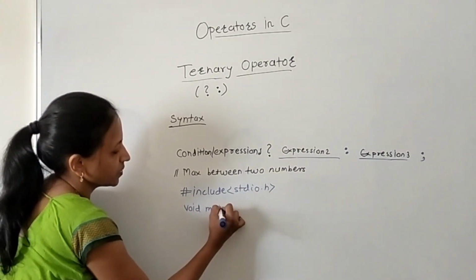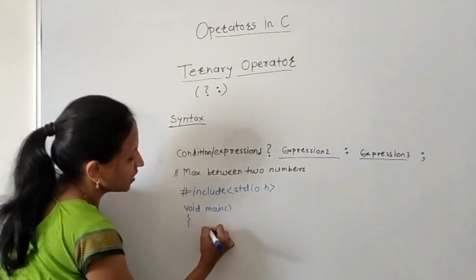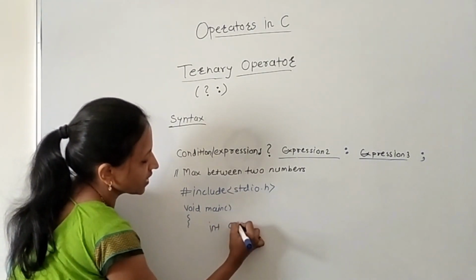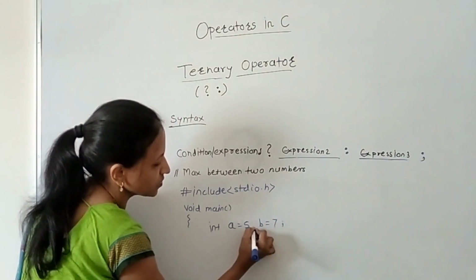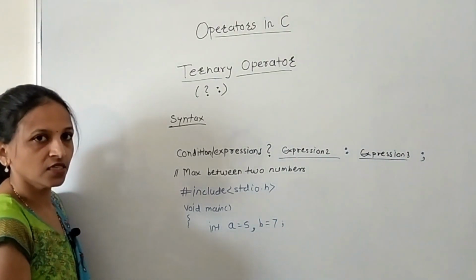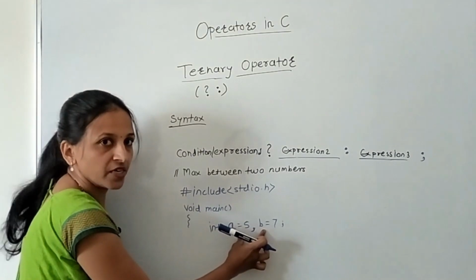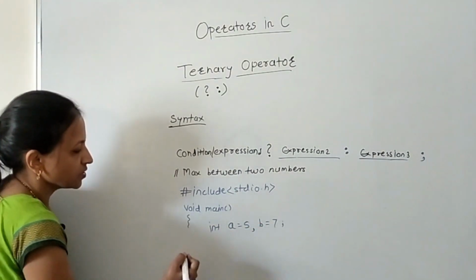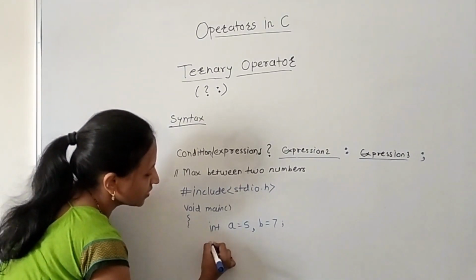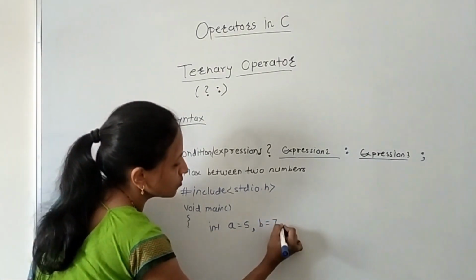Now see, void main. Here I will declare 2 variables. A is having value 5 suppose, and B is having value 7 suppose. Here this comma is acting as a separator, not an operator. Okay, now see, here suppose I have written like this, one more variable is there, suppose max.